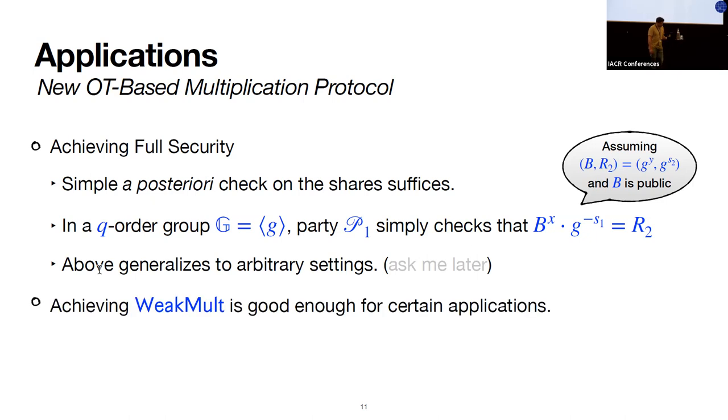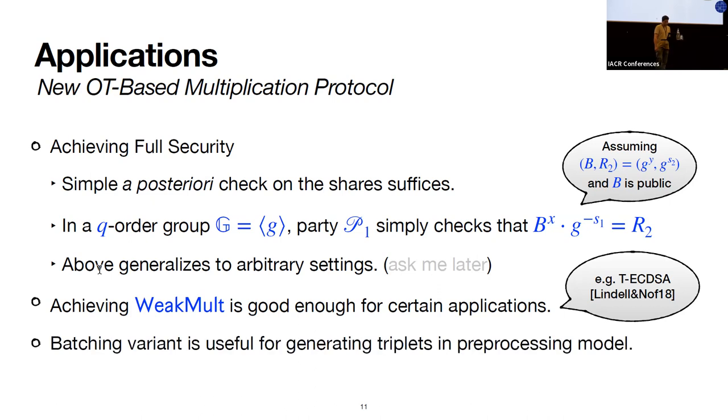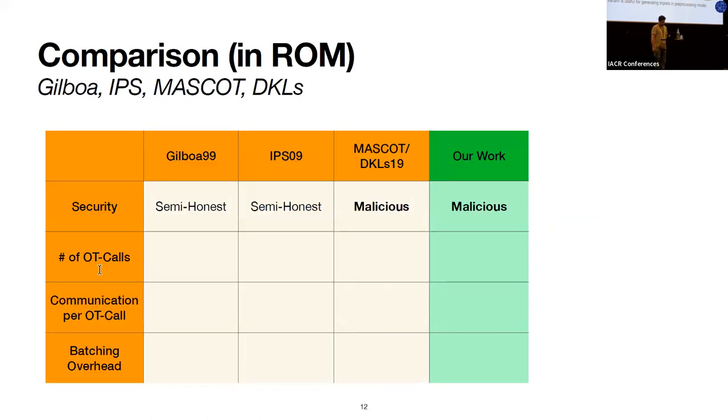Good. Furthermore, for certain protocols, it is enough to realize the weak MAlt functionality because correctness checks, like the one I just described, are built into the protocols. For example, in the threshold ECDSA of Lindell and Nof, the parties are instructed to check the output in an oblivious way. And therefore, our protocol can be used as is in the threshold ECDSA protocol of Lindell and Nof. Finally, the batching variant of our protocol is useful for generating Beaver triples and authenticated triples in the pre-processing model. Good, so I'm going to conclude the first part of my talk with a comparison to previous works.